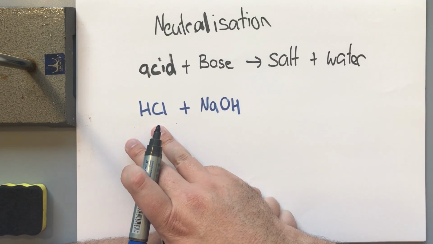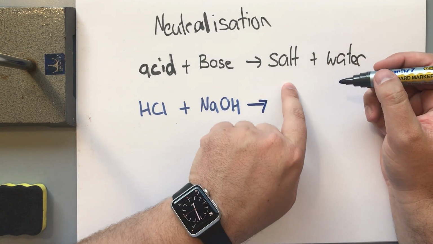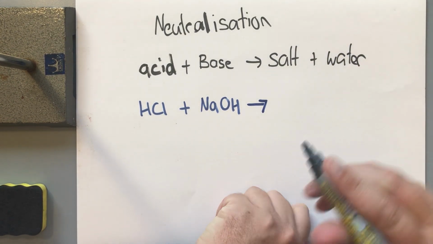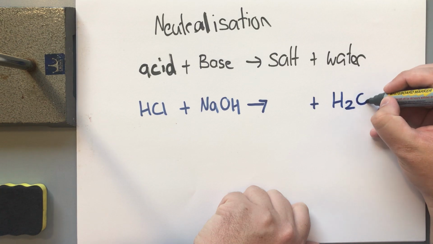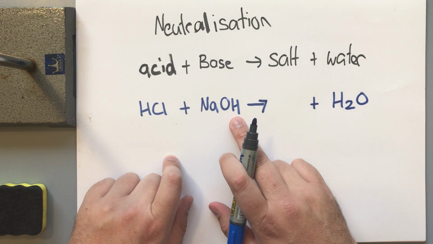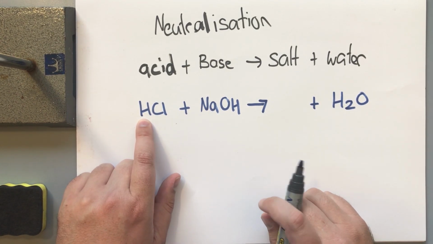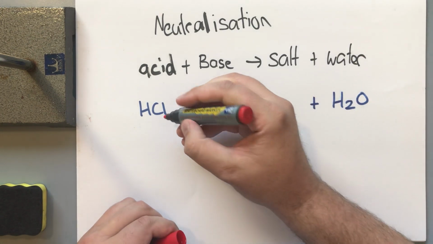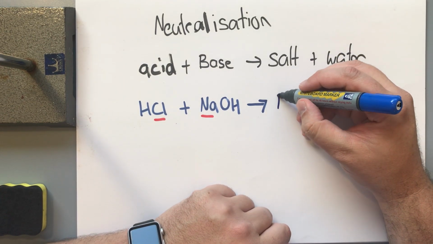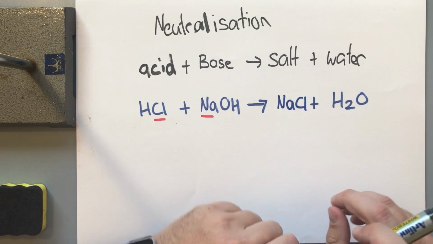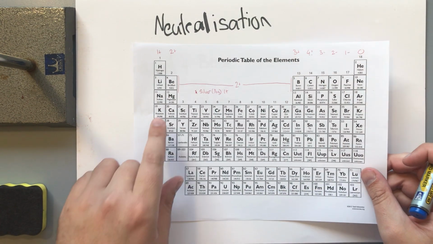So we're mixing hydrochloric acid with sodium hydroxide, and it's going to give us a salt and water. So let's start with water, because we know the formula for water is H2O. So we've taken this H, that H, and that O to give us H2O, which leaves then the sodium and the chloride or chlorine atom, NaCl.